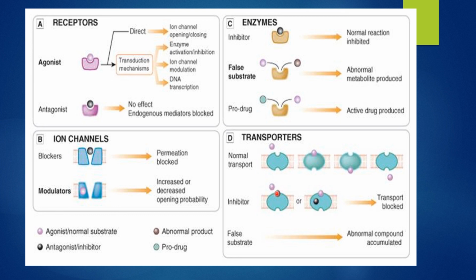Here we can see in the first part, the blocker is attached to the initial space for attachment of the substrate, so it is not allowing attachment of the substrate. But in the other case the substrate is attached, but the blocker is attached somewhere else, again blocking the transport. When it is attached by a false substrate also, abnormal compound accumulation will occur. So these are all a brief of the mechanisms of action of the drugs.